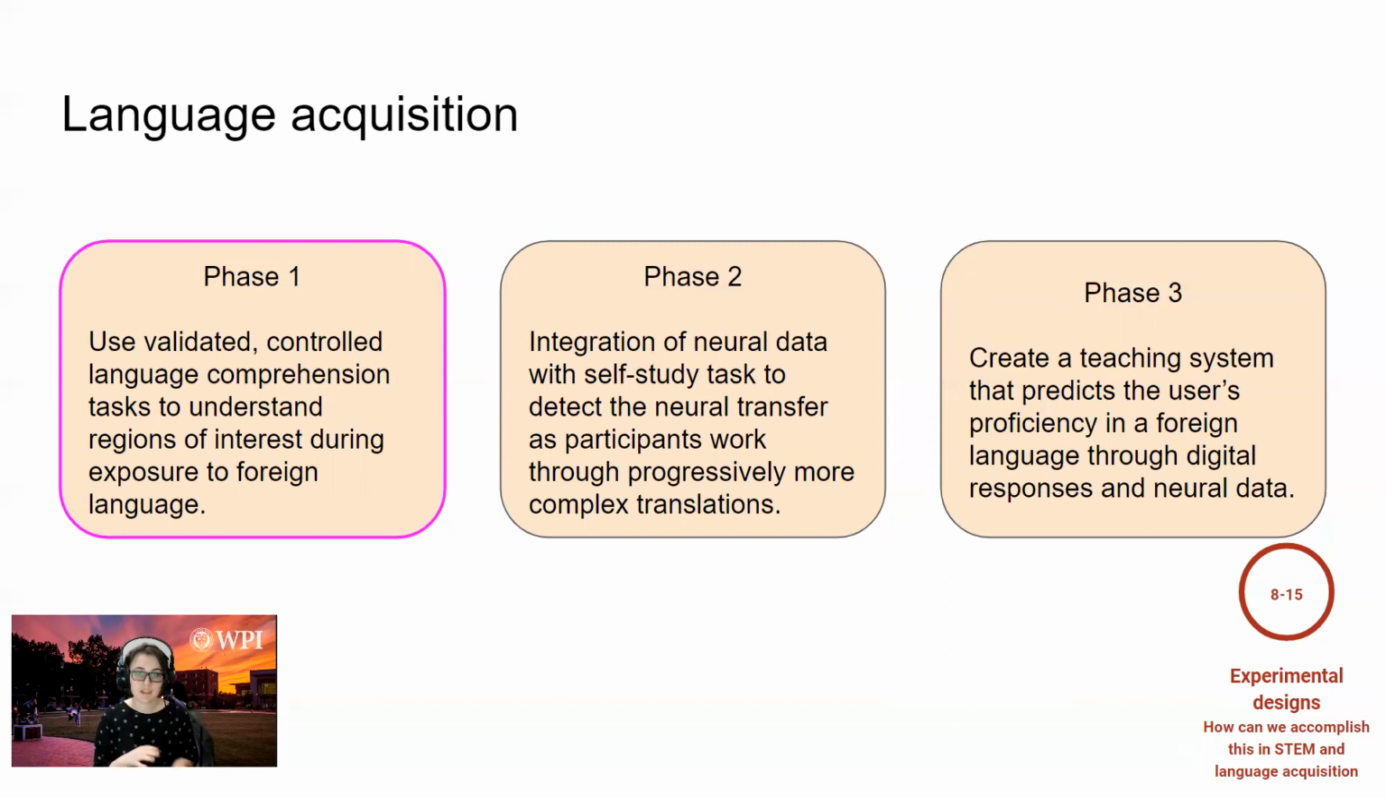What's going on there? Eventually, we'll transition into phase 2, which is the integration of the neural data into a self-study task. Not quite an intelligent tutoring system because it's not really tutoring anything, but just a task that a self-learner may use to progress their learning journey, such as Duolingo, for example, or Memrise, or Rosetta Stone. And then make sure that we can see that same activation from the validation tasks in the self-study task, and then also see what happens when they're progressing through more complex topics.